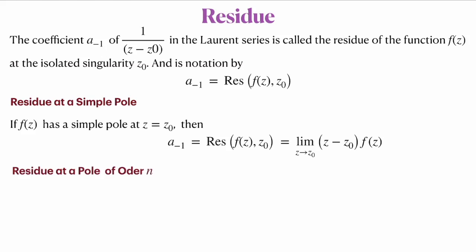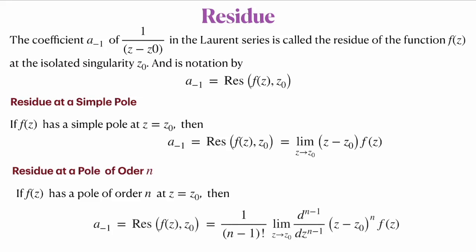If you have a pole of order n, then you can calculate with the following procedure. Let f of z have a pole of order n at z equal to z0, then the residue a minus 1, residue of f of z at z0, is given by 1 by n minus 1 factorial, limit z going to z0 of d^(n minus 1) by dz^(n minus 1) of z minus z0 to the power n times f of z. It's basically finding the coefficient of minus 1. So we have to make all the coefficients below it 0 by taking the limit, and then what remains is the residue.